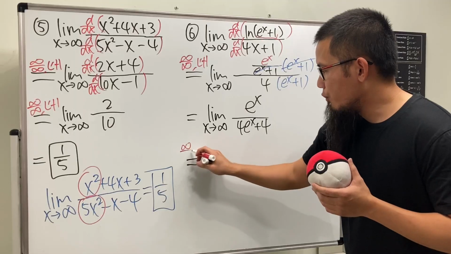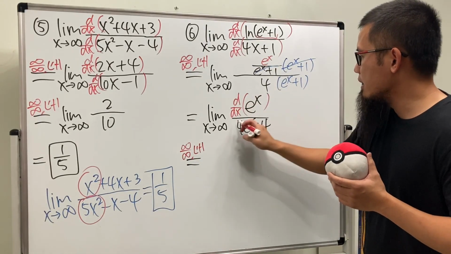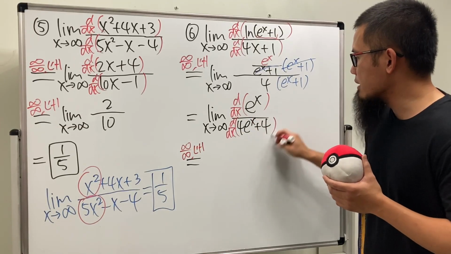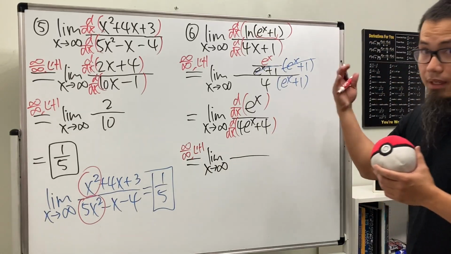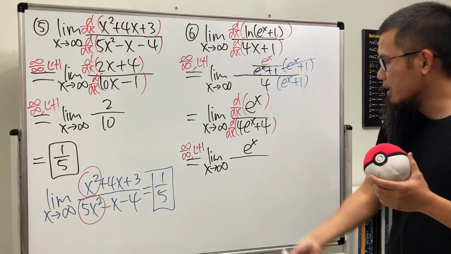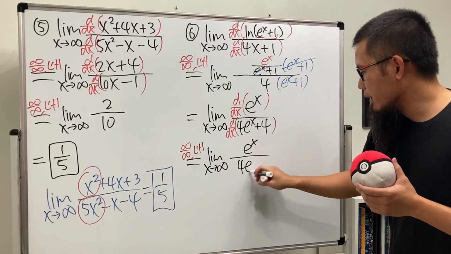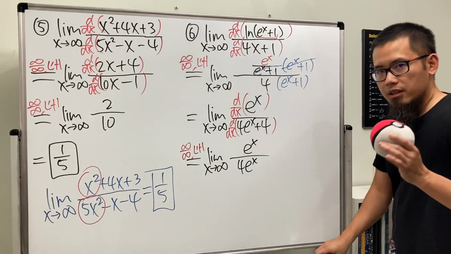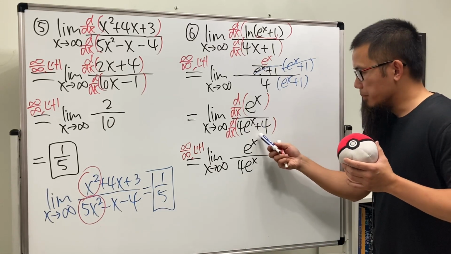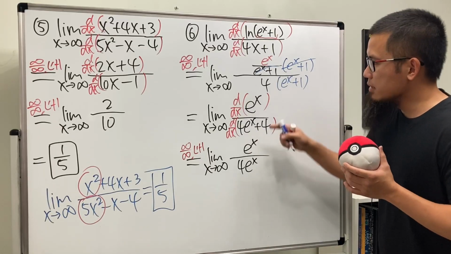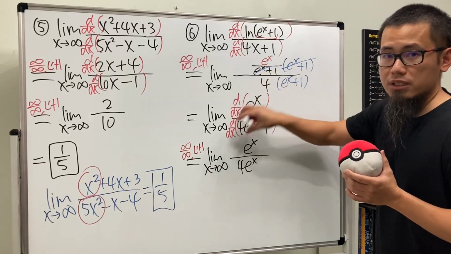So infinity over infinity, L'H: differentiate the top, and then differentiate the bottom. Here we have the limit as x approaching infinity. e to the x never dies, still e to the x. On the bottom, this 4 goes away. Here we have 4e to the x. The truth is, you see how we have e to the x and also 4e to the x. The plus 4 doesn't matter. When you are doing limits, you can actually just ignore the constant terms. You just need to pick out the dominating parts.